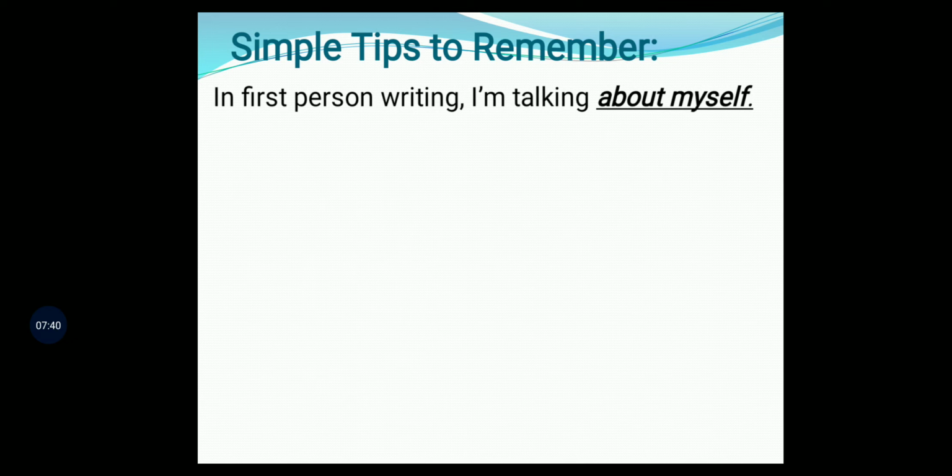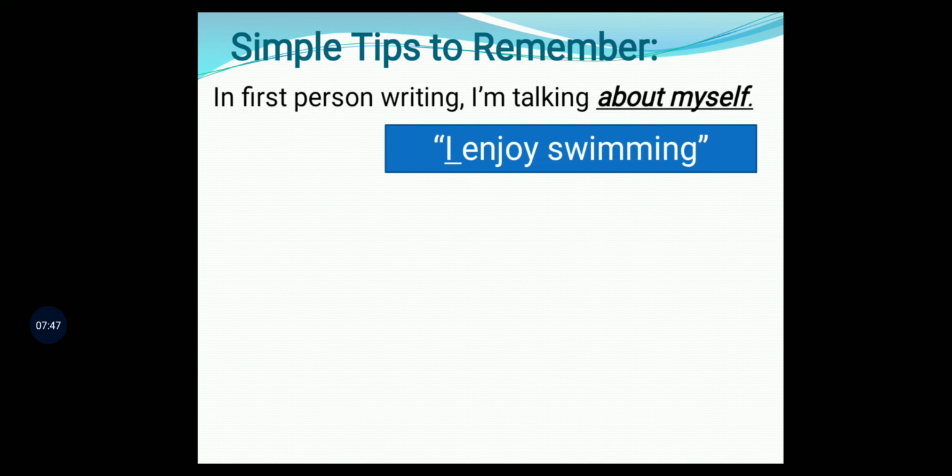Next, some simple tips to help you differentiate between first, second, and third person. When you're talking about the first person, I am talking about myself. So you're giving information about yourself. For example, I enjoy swimming. This is first person because you made use of I. So you're letting out information about yourself here.